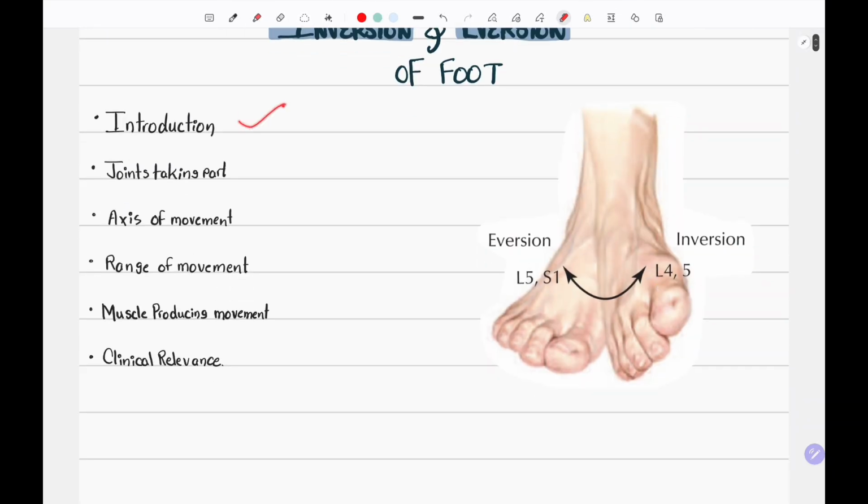So done with introduction, joints taking part, axis of movement, range of movement, muscles producing movement, and its clinical relevance.